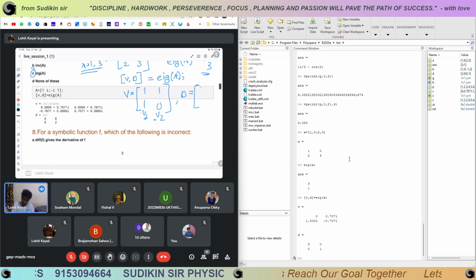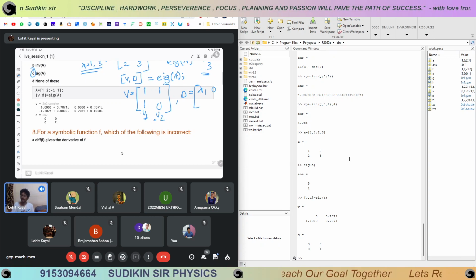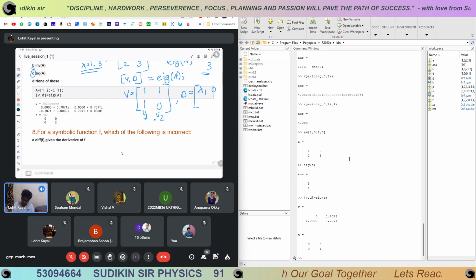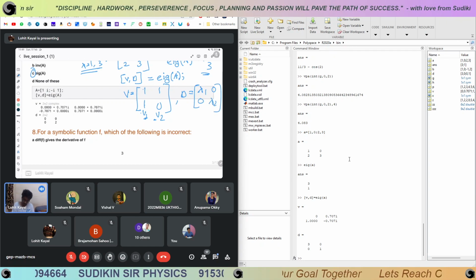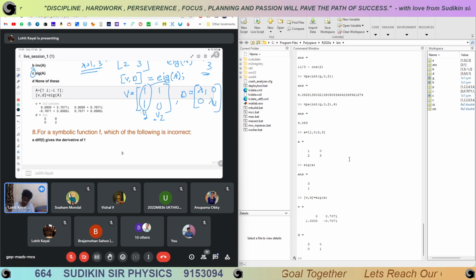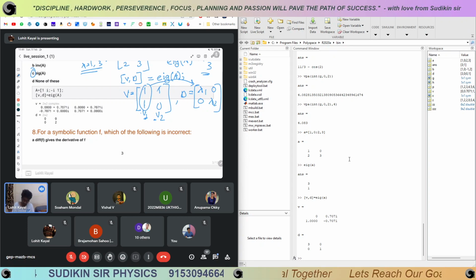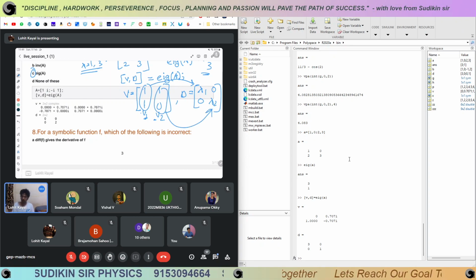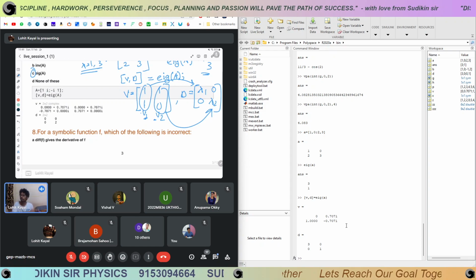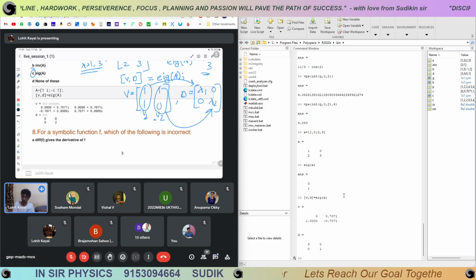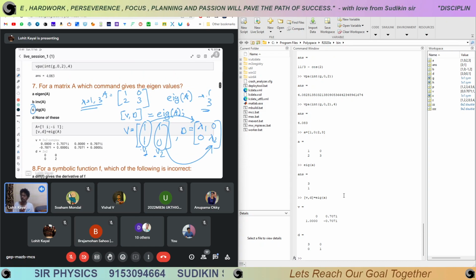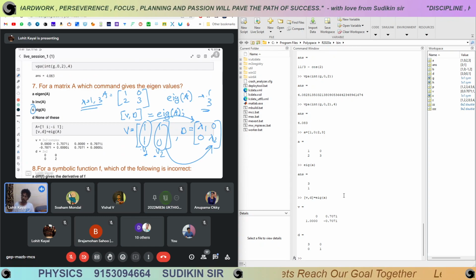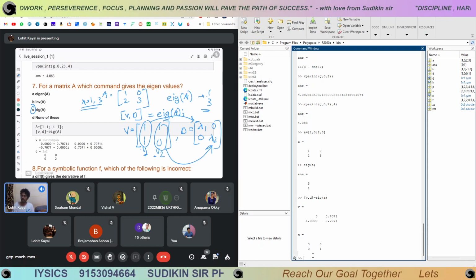It will be lambda 1, 0, as a diagonal matrix, and the second one will be lambda 2. So 1 1 corresponds to lambda 1, and 1 0 corresponds to lambda 2. Whenever you type it this way in MATLAB, it will give you both eigenvectors and eigenvalues. If you only write eig(A), it will give you only the eigenvalues, not the eigenvectors.